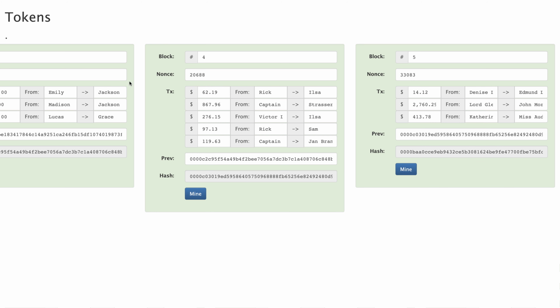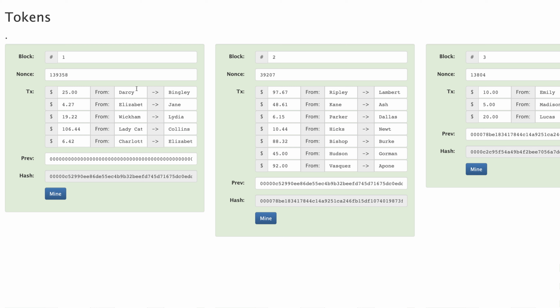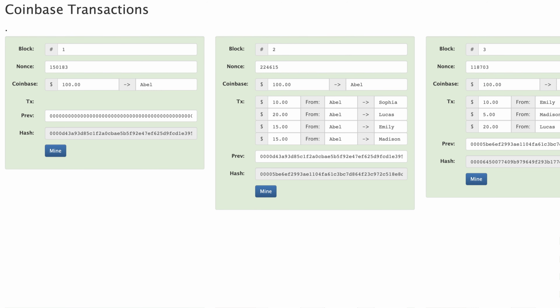Now, one thing that is missing on here, though, is that we're noting the exchanges, but we're not verifying that the funds exist. In other words, for the funds that are sent from Darcy to Bingley in this first line, we do not know if Darcy has in fact enough money to be able to make that transaction. So for that, we need a Coinbase. So we're going to extend our example further.